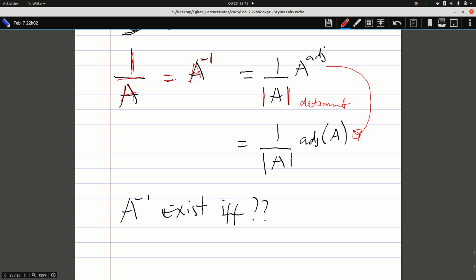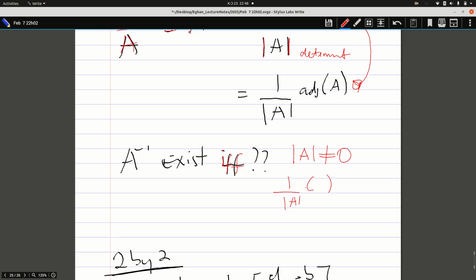A inverse would exist if and only if. So IFF in math is if and only if my determinant is not equal to 0. Why? Because I have 1 over the determinant times something. Whatever I say, I don't care. If the determinant goes to 0, it's like having 1 over 0 times something, and 1 over 0 is undefined. So if your determinant is 0, then you can't even go ahead and find the inverse of the matrix. You want to take this property very seriously.